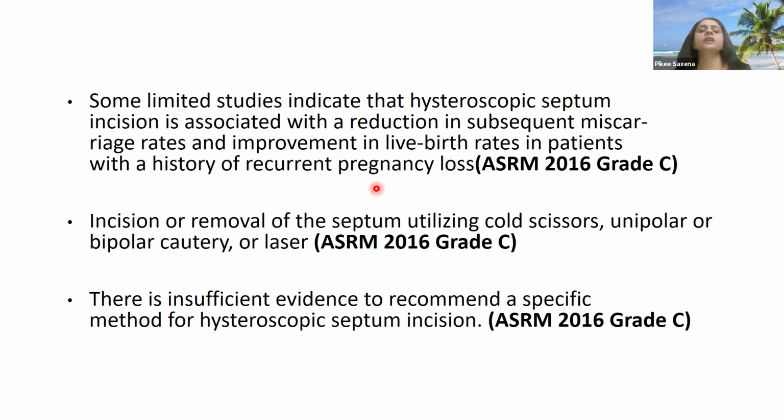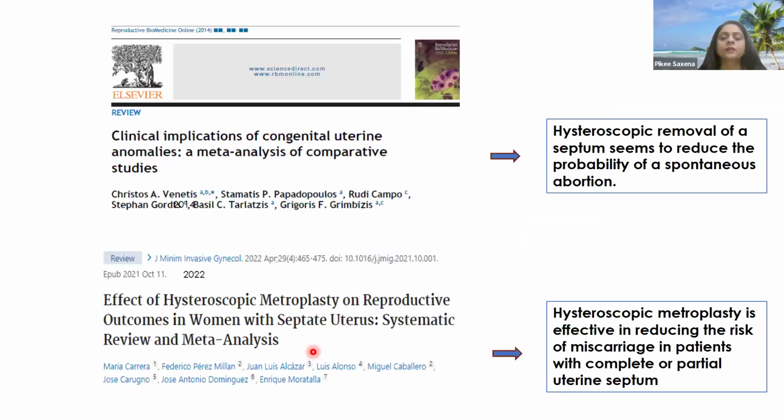If she's coming with infertility, less chances that this is the culprit. Look for other causes. If you are not able to find any other cause and she has had 1, 2, or 3 abortions, then you should go ahead with septal resection. Incision or removal of the septum can be done with cold scissors, unipolar or bipolar cautery, or laser. Insufficient evidence to say which method is superior during hysteroscopic removal.